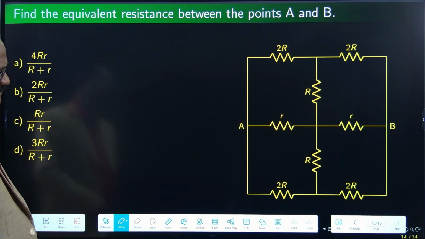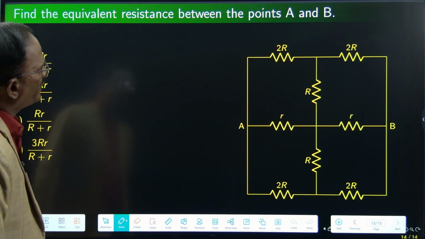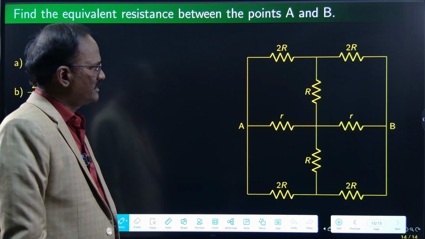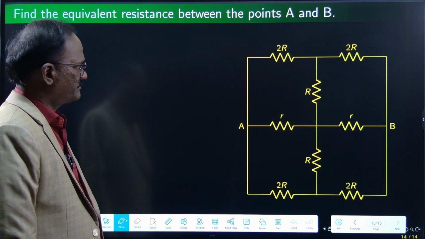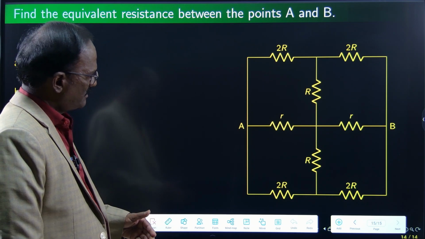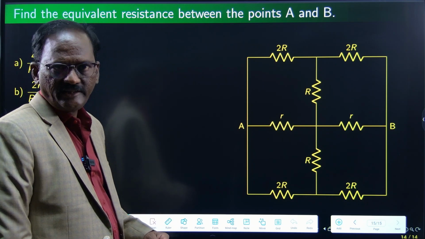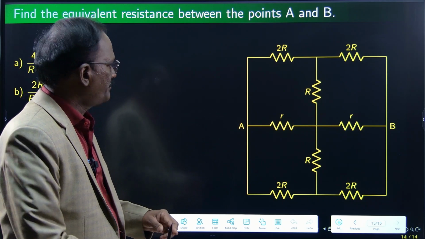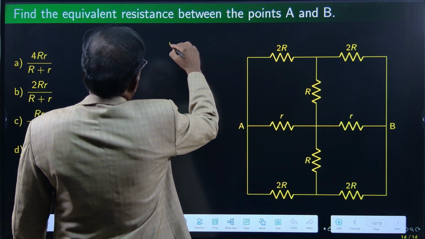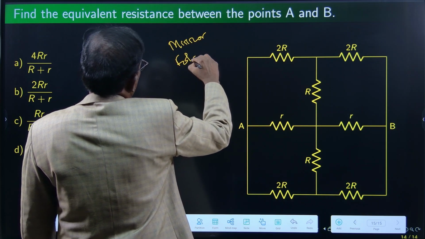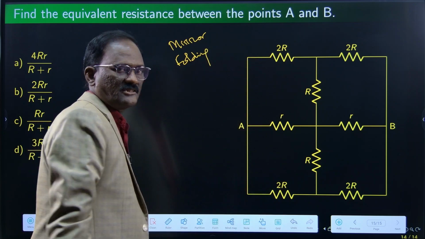So last problem. Find the equivalent resistance between the points A and B. I have brought this problem here to solve by using the Wheatstone bridge method. The same problem can also be solved by mirror symmetry, as I told earlier, and folding symmetry. Both the methods are possible.